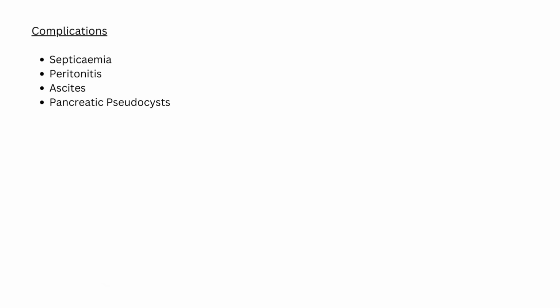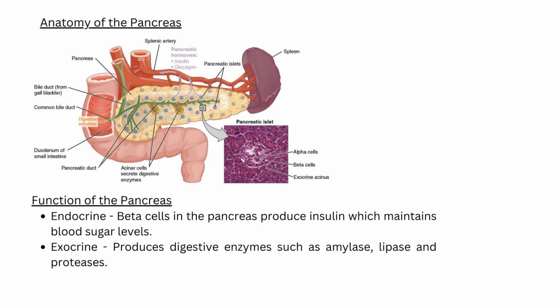And here finally are some of the complications of acute pancreatitis: septicemia, peritonitis, ascites, and pancreatic pseudocysts. That was a very quick overview of acute pancreatitis.